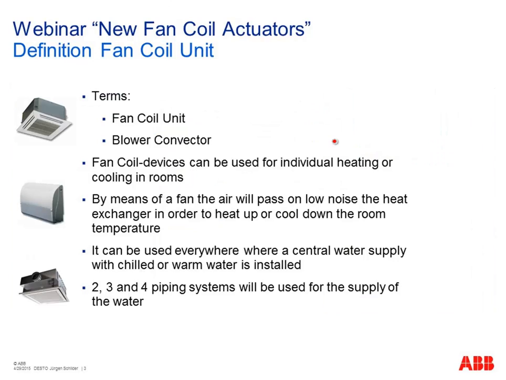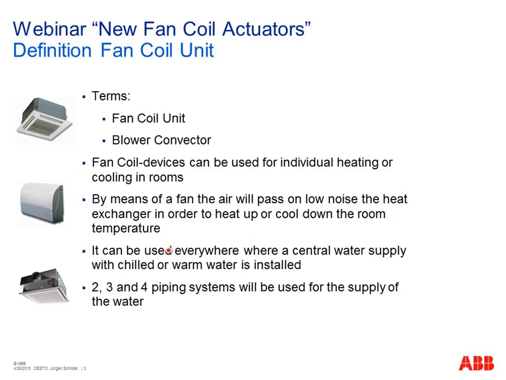Definition in some more technical terms: fan coil unit is one name which is very often used, sometimes also blower convector. Fan coil devices are made for individual heating and cooling, or one of these, in a room. So it is room temperature control. By means of a fan, the air passes the heat exchanger at low noise in order to heat up or cool down the room temperature. So we need an element which has cold or warm water inside for heating or for cooling. But you will see some more details in the next slide.